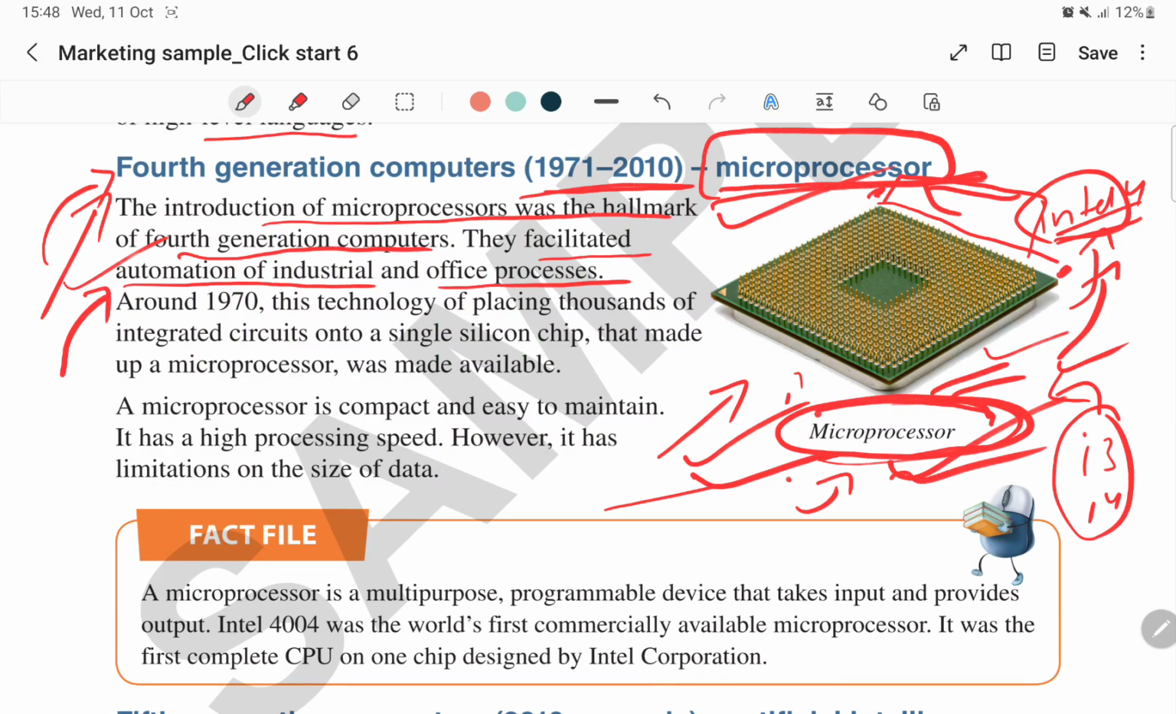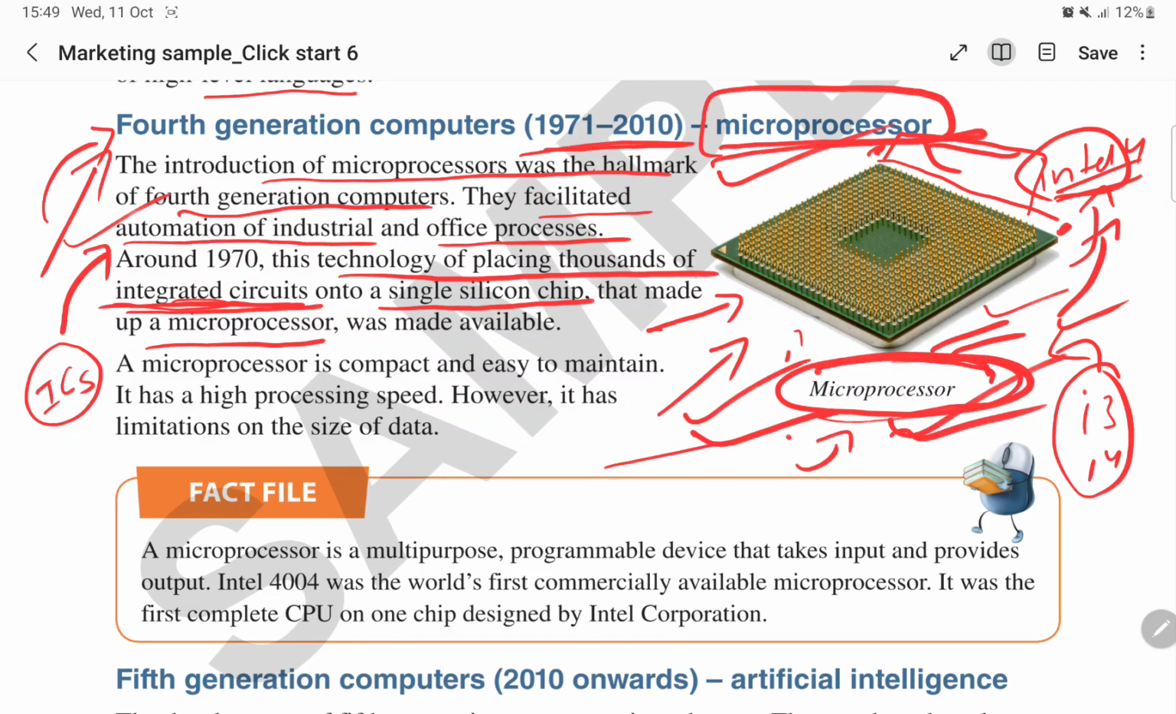And so around 1970, this technology of placing thousands of integrated circuits began. What is placed here on this green board? Thousands of ICs. ICs means integrated circuits. Thousands of ICs are placed onto a single chip, and that made the microprocessor.